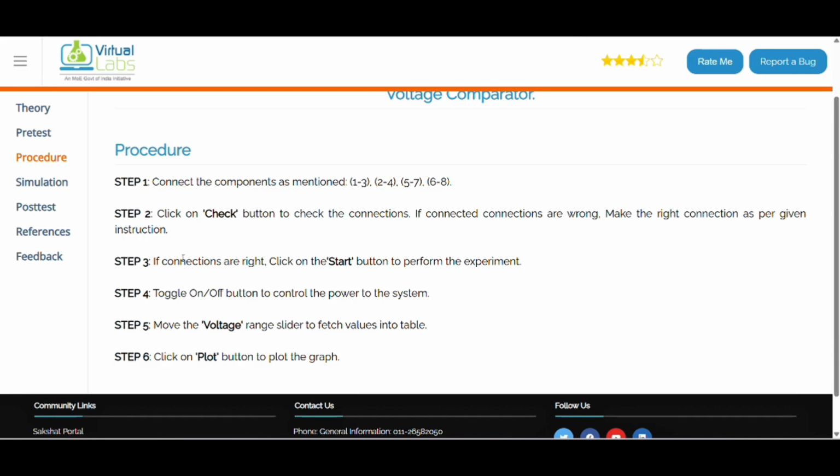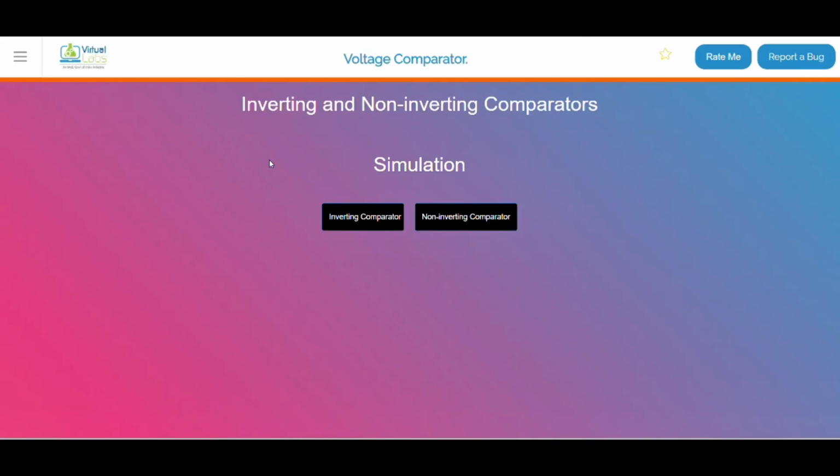Step 4. Toggle the on or off button to control the power to the system. Step 5. Move the voltage range slider to fetch values into the table. Step 6. Click on the plot button to plot the graph. Next we are going to see about simulation.